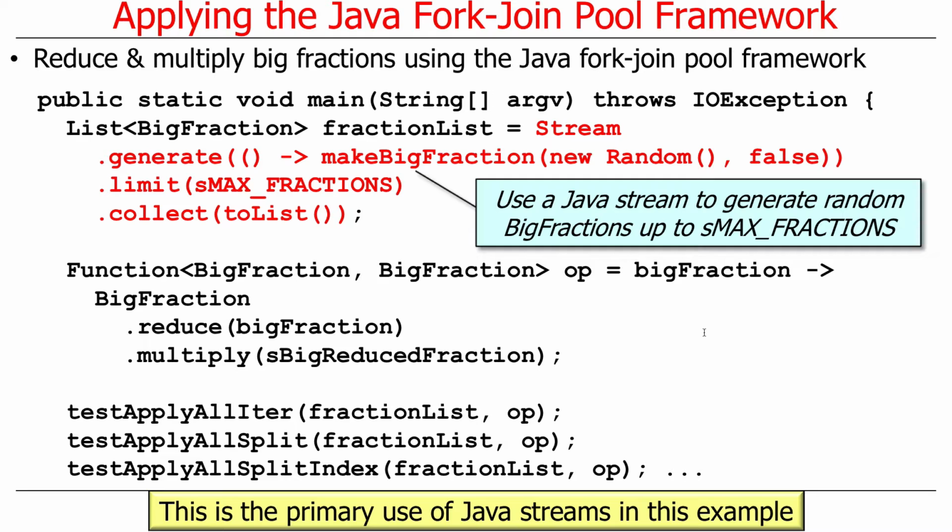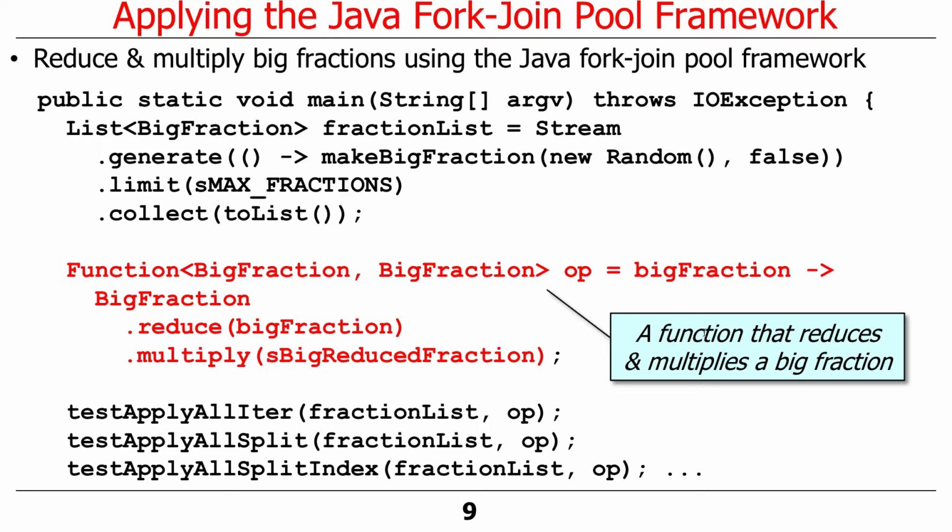And I'll explain more about how this code works when we get further along in the course. So this is just using a generator on a stream to pass this lambda expression. This lambda expression gets called this many times, and then that stream is converted into a list of big fractions.